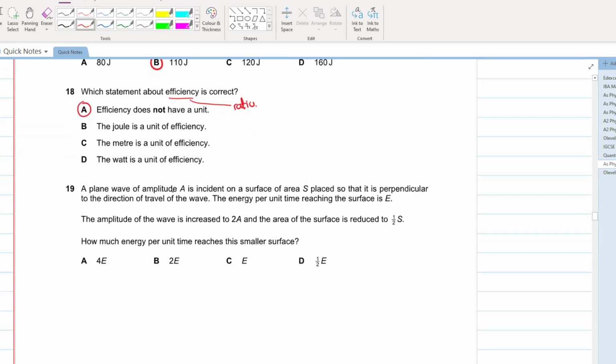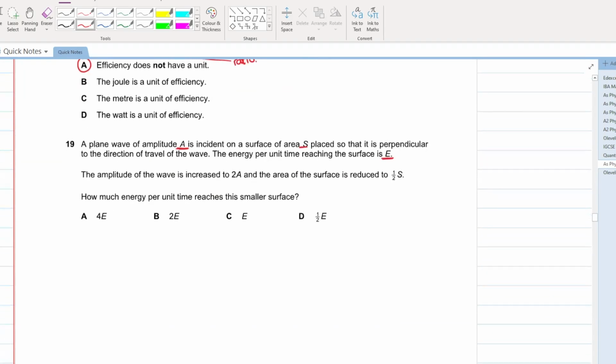A plane wave of amplitude A is incident on a surface of area S placed so that it is perpendicular to the direction of travel of the wave. The energy per unit time reaching the surface is E. The amplitude of the wave is increased to 2A and the area of the surface is increased to half surface area. How much energy per unit time reaches the surface?